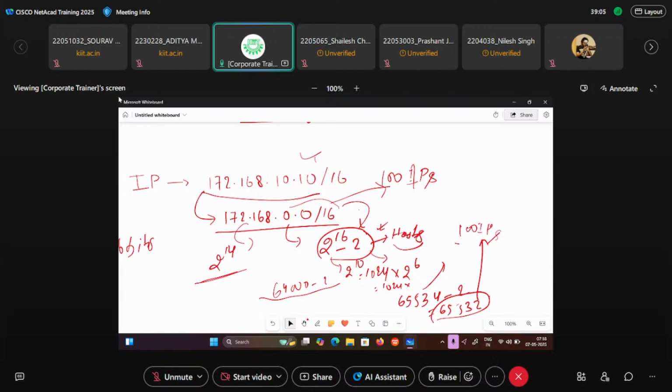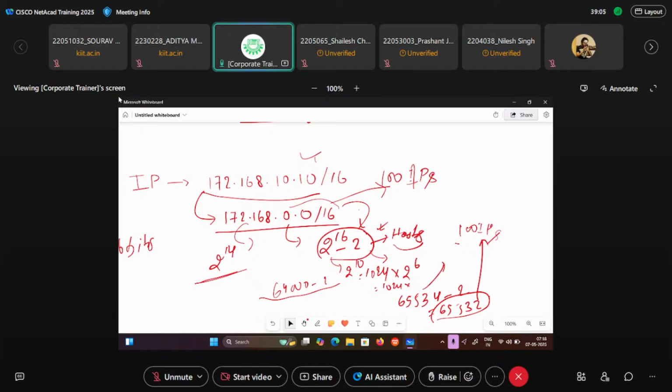How many hosts can you configure? 2 raised to the power 8 minus 2, because 24 bits are the network bits. So 2 raised to the power 8 is 256, minus 2, so 254 hosts you can configure. But if you have a requirement of only, let it be, 10 IPs from this class, and you subtract 10, you'll get 244. Those 244 IPs will be wasted in this case.